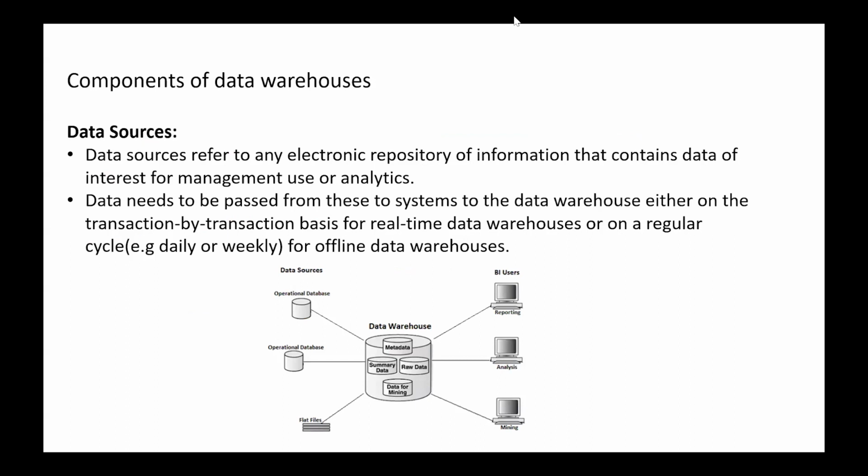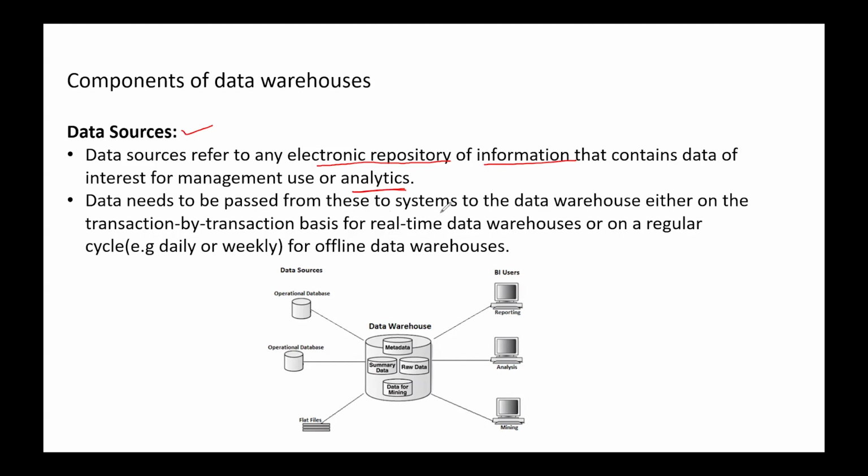Okay. Now let us go ahead and see what the different components of the data warehouse are. The very first one is data sources. If I want to use a data warehouse, I need data. Now what are these data sources? From where am I getting this data? Data sources refers to any electronic repository of information that contains data of interest for management use or analytics. Okay, it can be any kind of data. If there is an organization generating data, and I'm going to use that data for future analysis, then that is my data of interest, right?